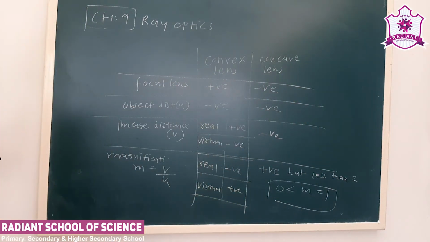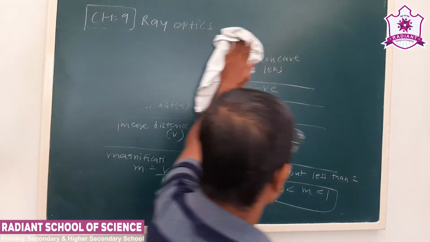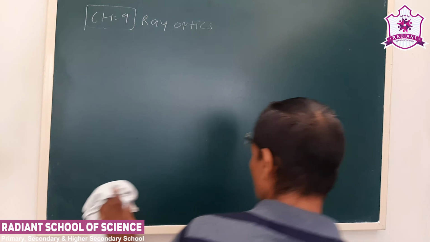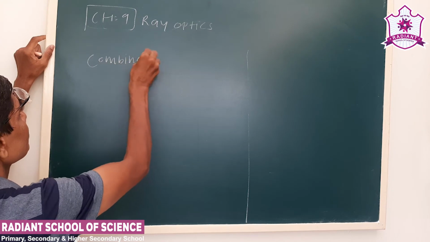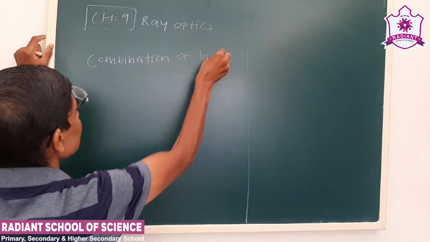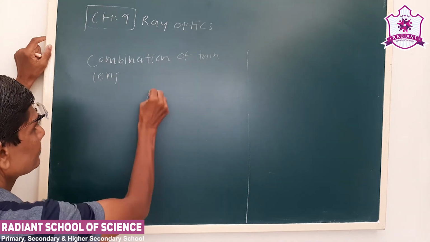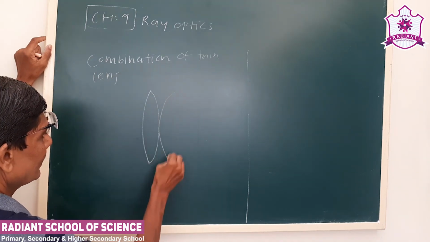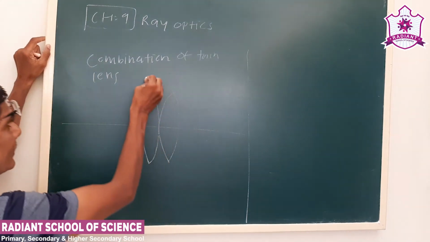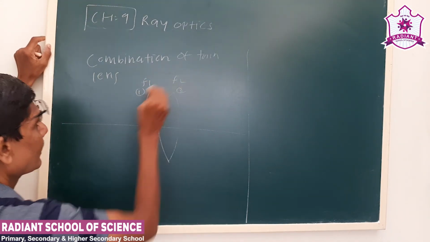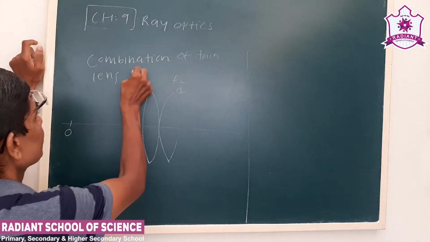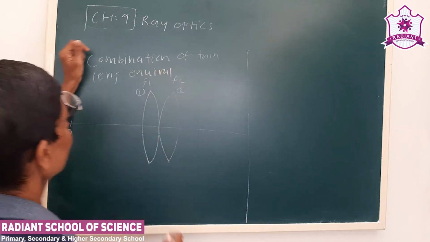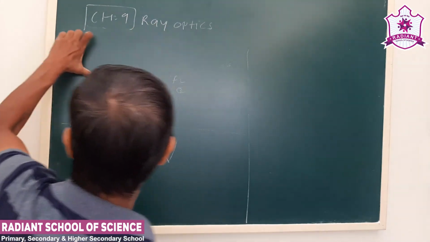Now, this is about the concave and convex lens. Next, we have to see the combination of lenses. Let us say two convex lenses with focal lengths f1 and f2 are kept in contact with each other. Now we have to derive the equation of equivalent focal length.